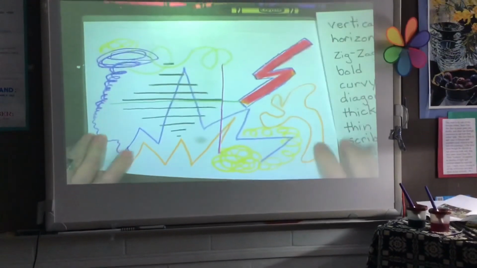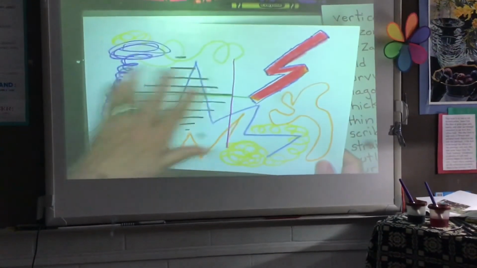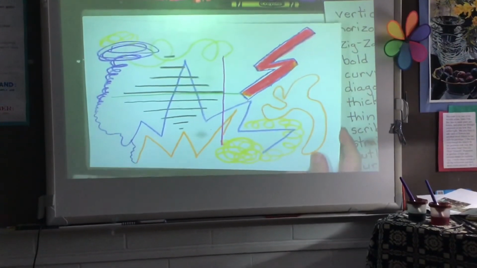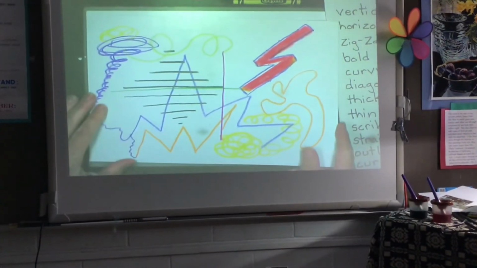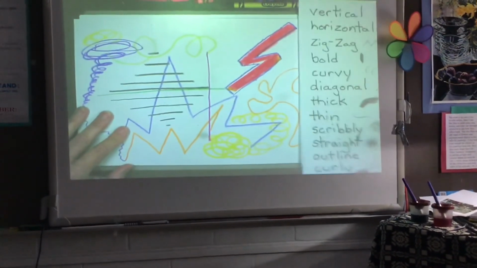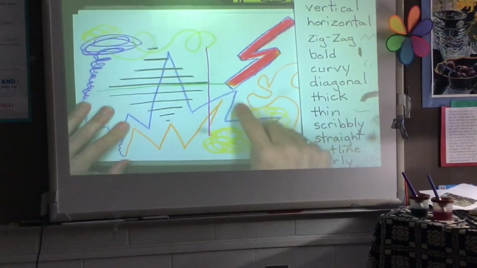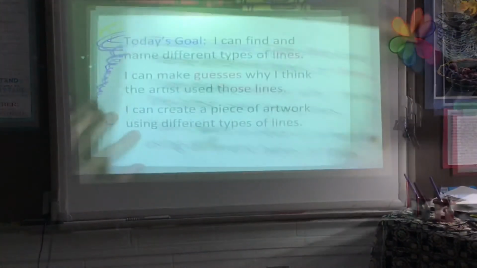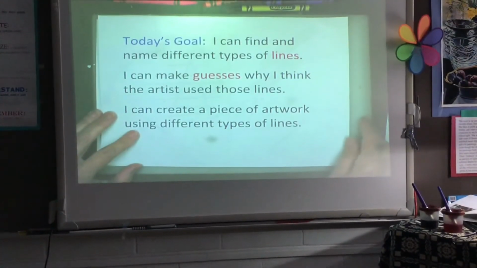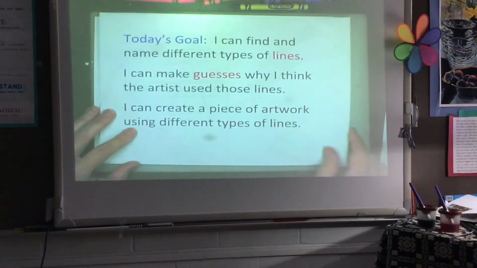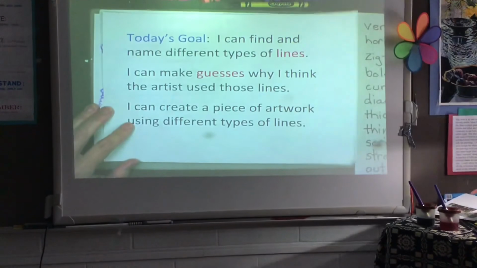All right, so basically you're just pausing, you're looking at your work, assessing, do you like it? When it's finished, and I think I'll call mine finished here because I checked against my list and there were none still on the list that I hadn't put here. I'm going to go back and I'm going to look at my goal. Yes, we did that when we made the checklist. Can I make guesses why I think the artist used those lines? I really haven't done that, so let's go back.